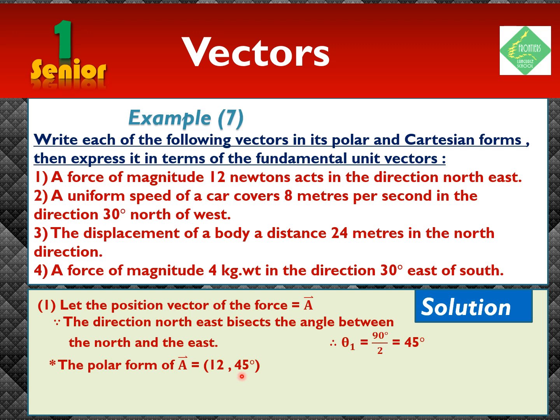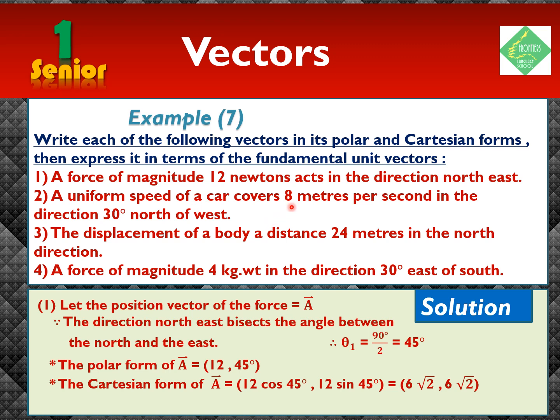Now we want to get the Cartesian form. Cartesian form means x coordinate, which is 12 multiplying cosine 45, and y coordinate, which is 12 multiplying sine 45 degree. So it equals (6 root 2, 6 root 2).